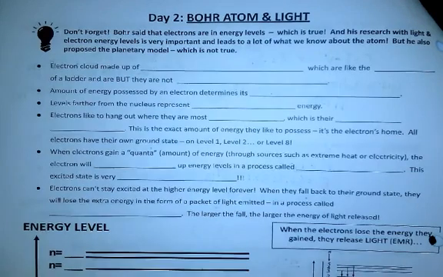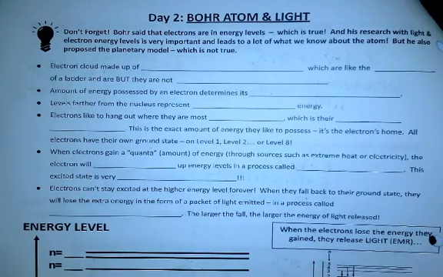So remember, Niels Bohr said that electrons were in energy levels, which is true, okay? He said that they rotated around the nucleus like planets, which is not true. But we do still use his model today to kind of describe how electrons are organized, just because it's a simpler model than Erwin Schrödinger's, which is the cloud model, and they have probability clouds.